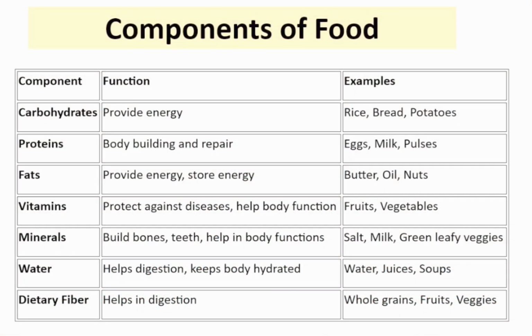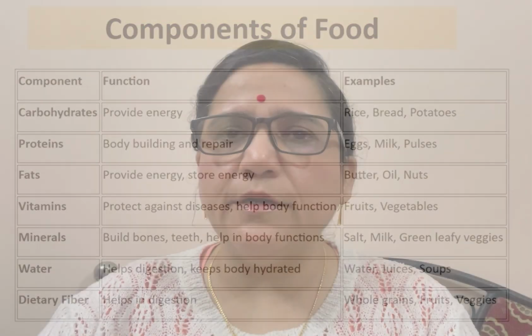Components of food. Before we study in detail, let's quickly recall the components of food. Carbohydrates give us energy. Proteins help us grow and repair. Fats store energy and vitamins and minerals keep us healthy. Don't forget water and dietary fiber, both are essential.